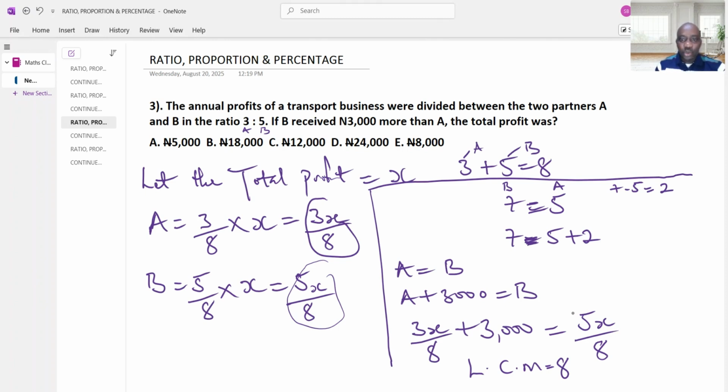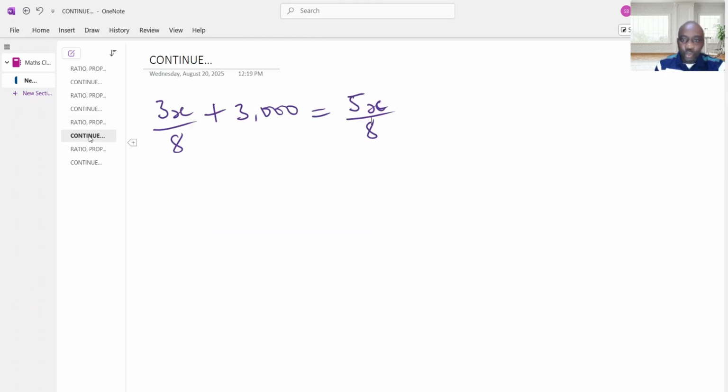Now, let me go to the next page. I don't want to clean this page up. Our LCM is 8. The reason why we have this 3,000 is because A is less than B. B is greater than A by 3,000. Therefore, to be equal, we are going to add the 3,000 to A. Now let's go to the next page to continue from there.